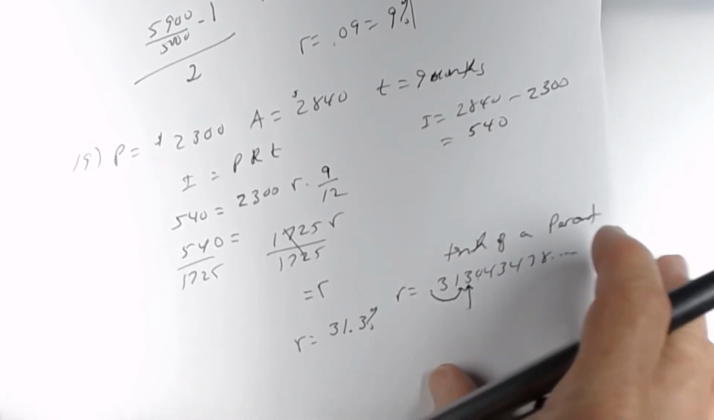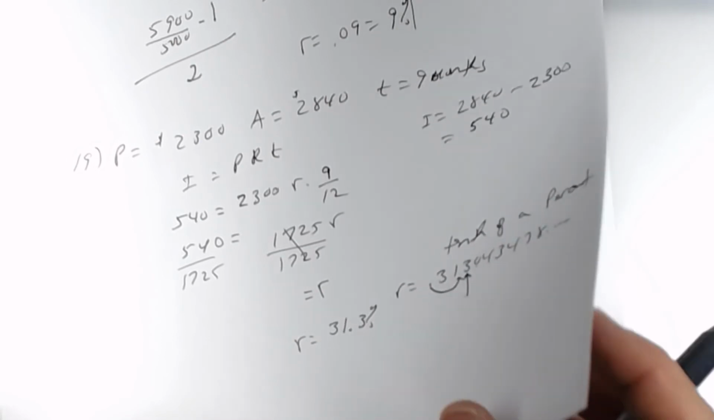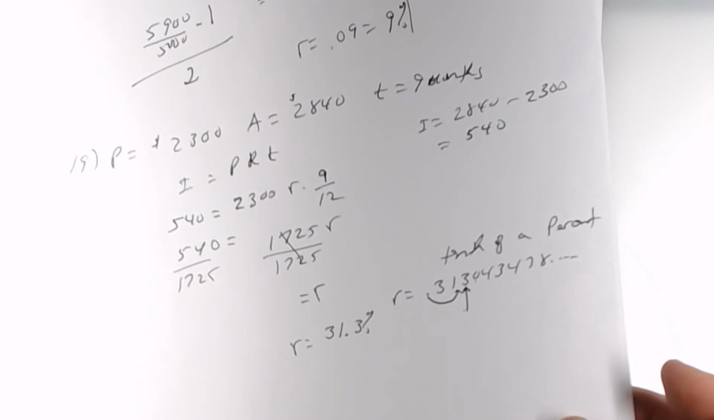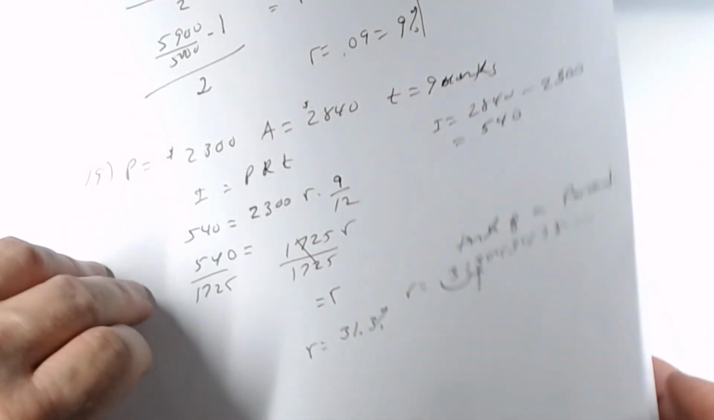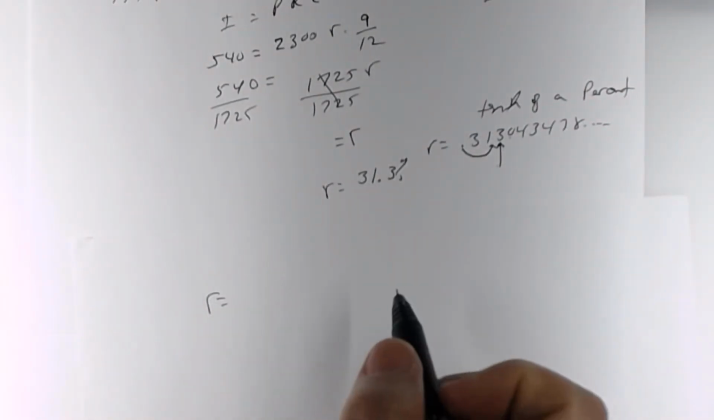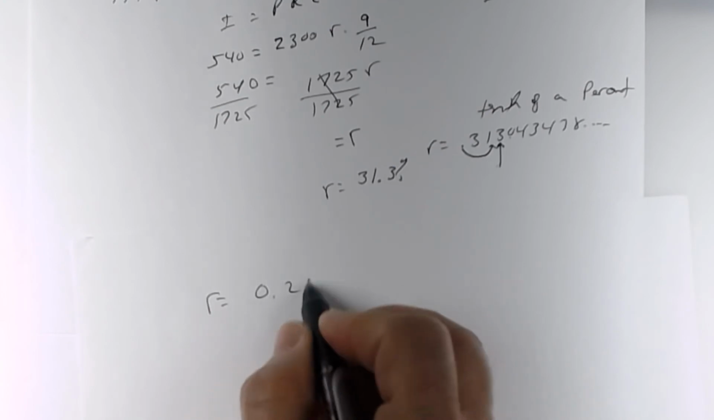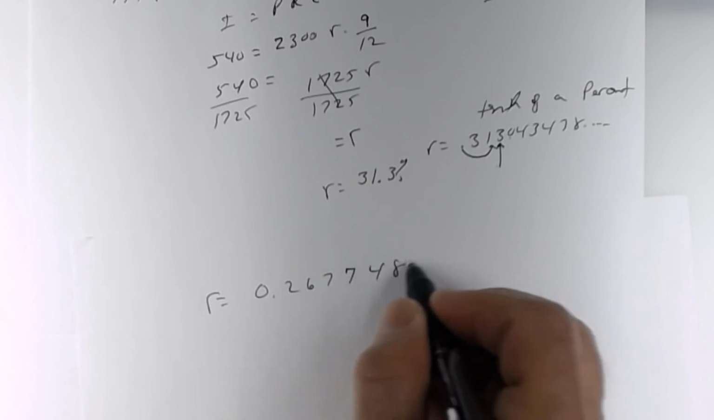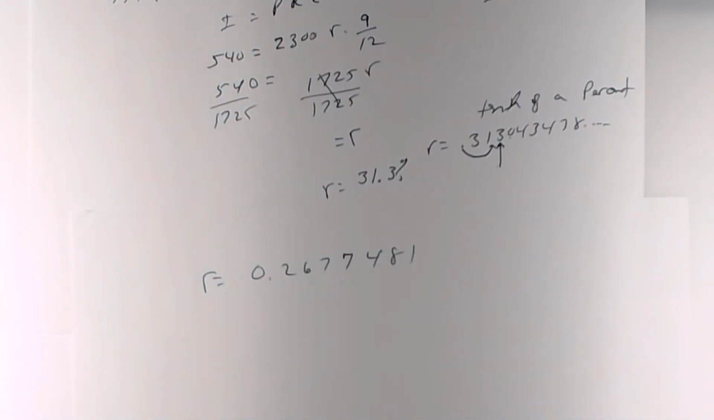Okay. So just out of curiosity, let's suppose you do your division, and this is what you have. And I want you to round off to the nearest tenth of a percent. So let's say you got this to be R equals 0.2677481. Okay? And I want to write this to the nearest tenth of a percent.